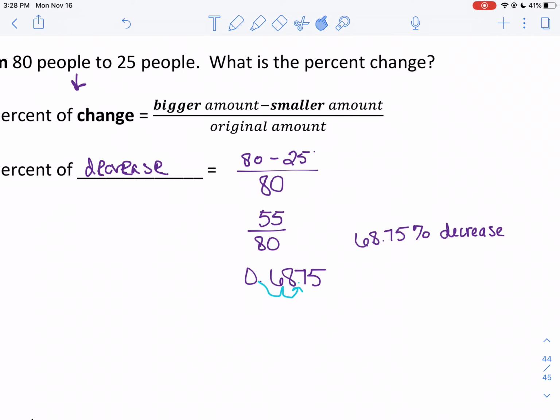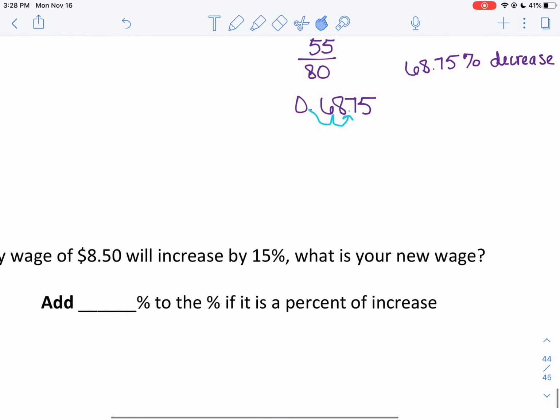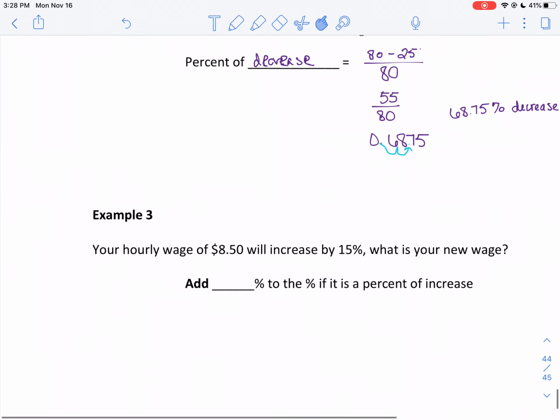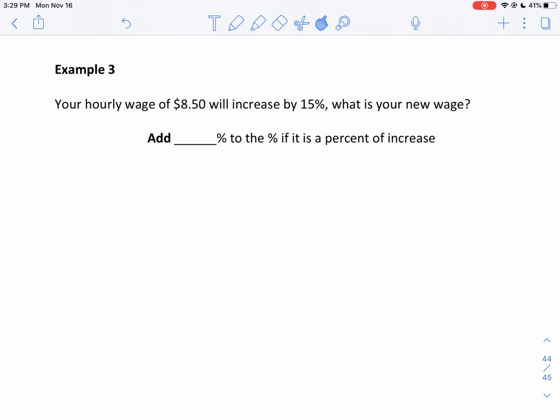So we write the percent, and then we also write the word. Did it increase? Did it decrease? All right, example 3. Your hourly wage of $8.50 will increase by 15%. What is your new wage?